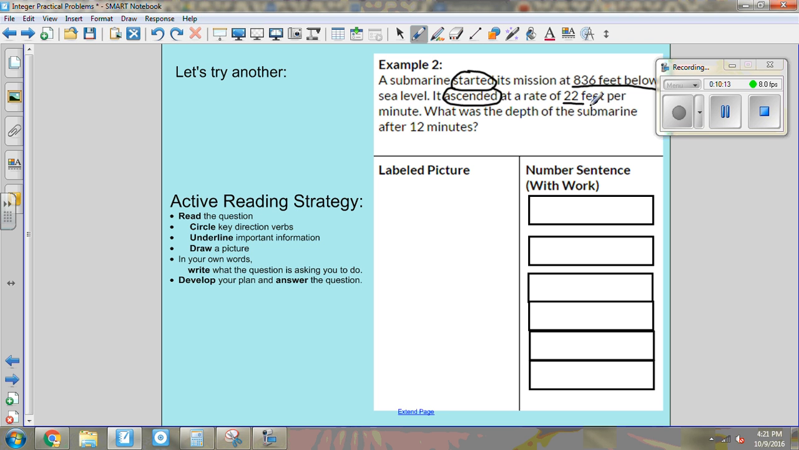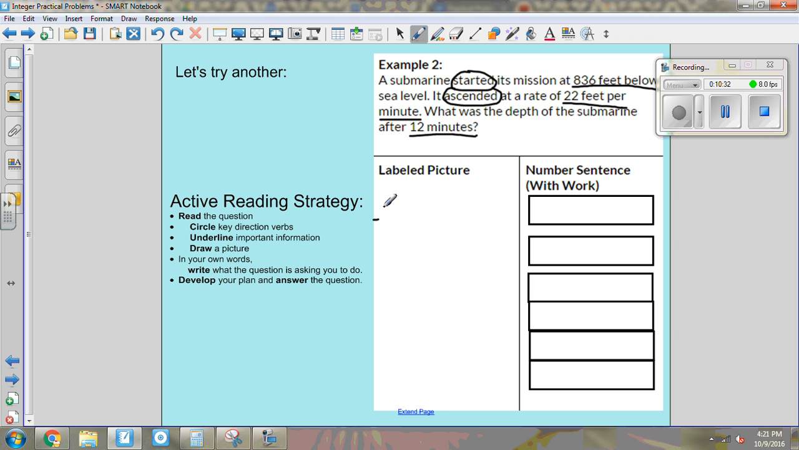It also says that I need to look at 22 feet per minute. And then my question gives me the minutes that I'm talking about. So I've got 12 minutes that I'm looking at. So now I'm ready to draw my own picture to help me understand exactly what this is talking about.